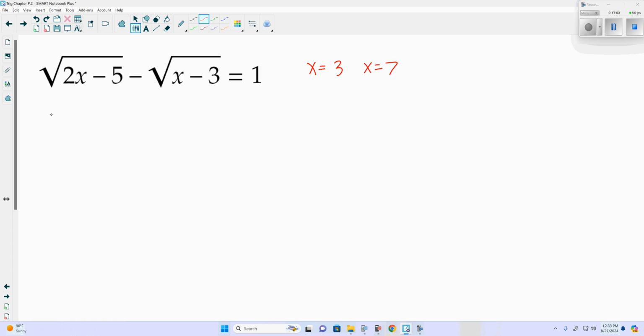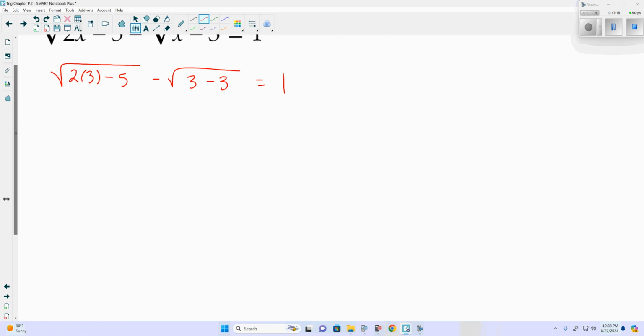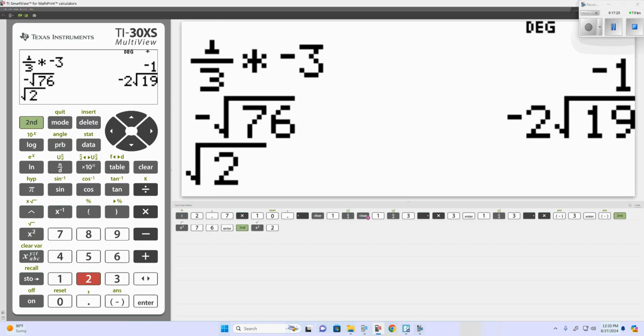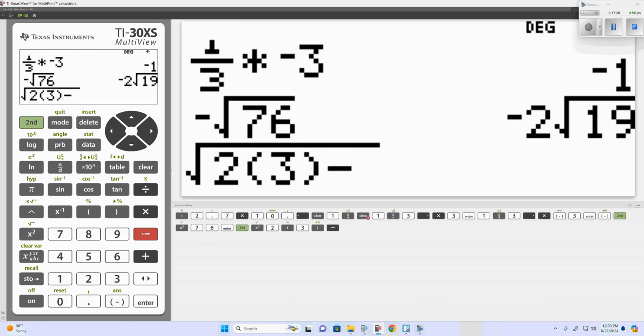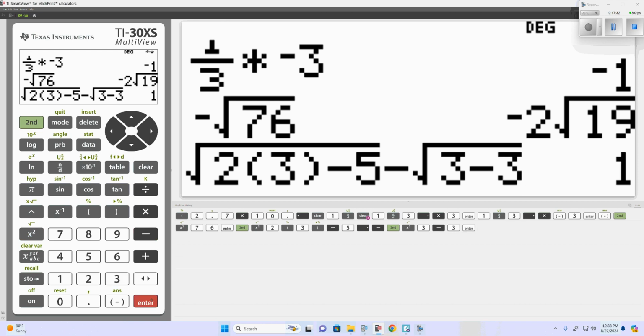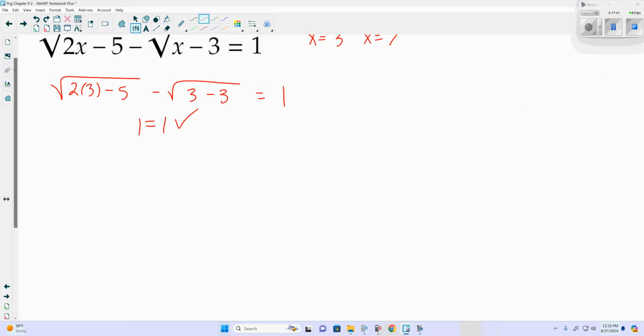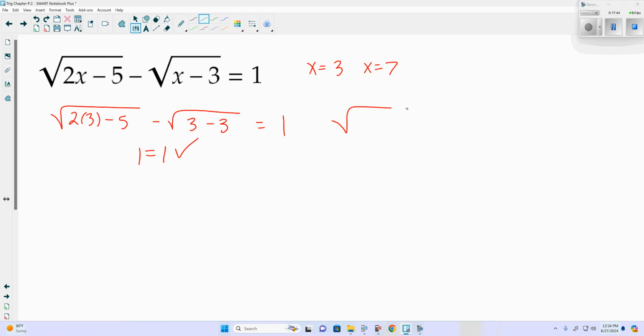And if we check these now, the square root of 2 times 3 minus 5, minus the square root of 3 minus 3, is equal to 1. Now at this point, especially for the homework, you can type this into the calculator. You don't have to do this by hand. So we can pull the calculator up, say second square root of 2 times 3 minus 5, minus second square root of 3 minus 3, is 1. So 1 does indeed equal 1. It works. And we do the same thing for 7.